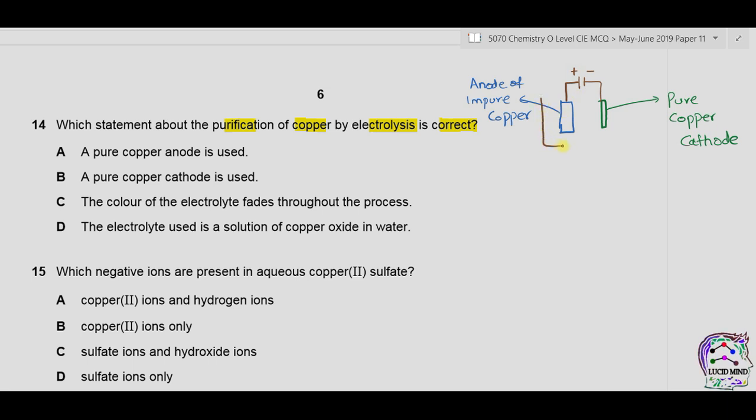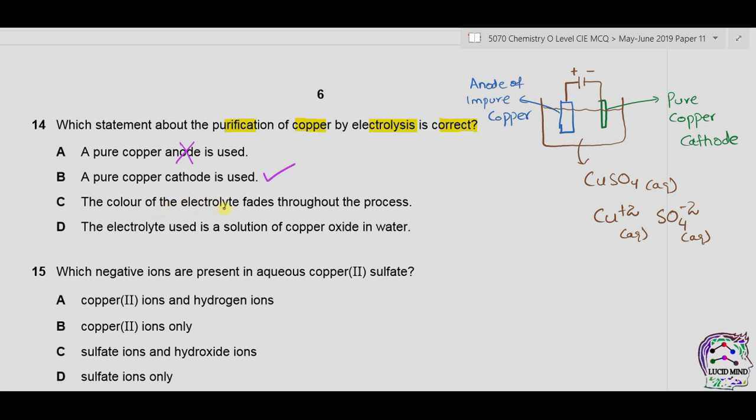The solution is the electrolyte, which is a soluble solution of copper. So we can use copper sulfate or any soluble copper salt. So the solution will consist of copper ions and soluble sulfate ions. A, a pure copper anode is used. Now this is incorrect because the copper cathode is pure. B, a pure copper cathode is used. As we can see that a pure copper cathode was used in the experiment, so B is correct.